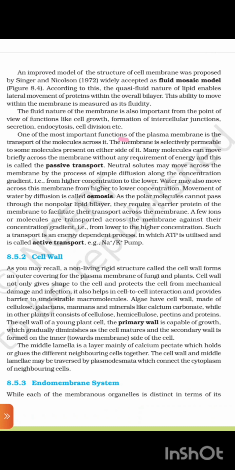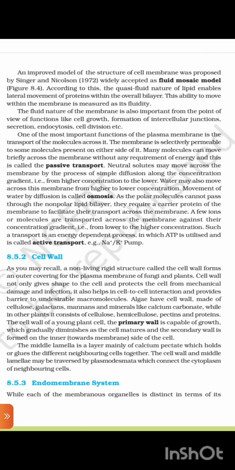One of the most important functions of the plasma membrane is the transport of molecules across it. The membrane is selectively permeable to some molecules present on either side of it. Many molecules can move freely across the membrane without any requirement of energy, and this is called passive transport. Neutral solutes may move across the membrane by the process of simple diffusion along the concentration gradient, from higher concentration to the lower. Water may also move across this membrane from higher to lower concentration.